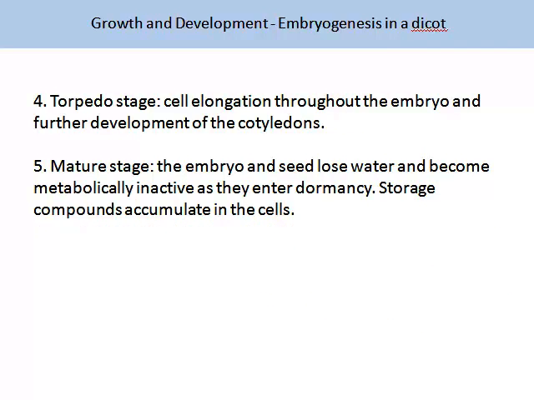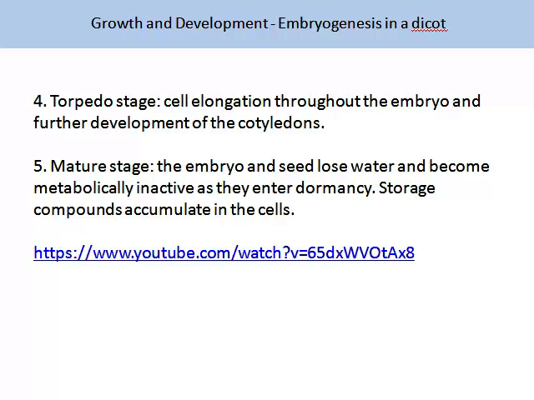The fourth stage of embryogenesis in Arabidopsis is called the torpedo stage. Here, there is cell elongation throughout the embryo and further development of the cotyledons. And the final stage is the mature stage. The embryo and the seed lose water and become metabolically inactive as they enter dormancy. Storage compounds accumulate in these cells.